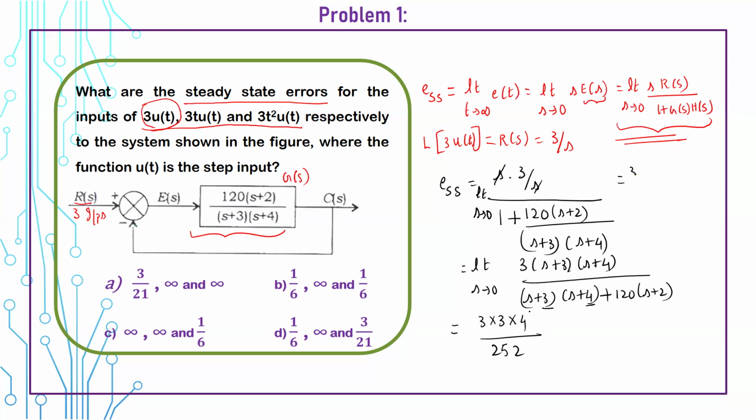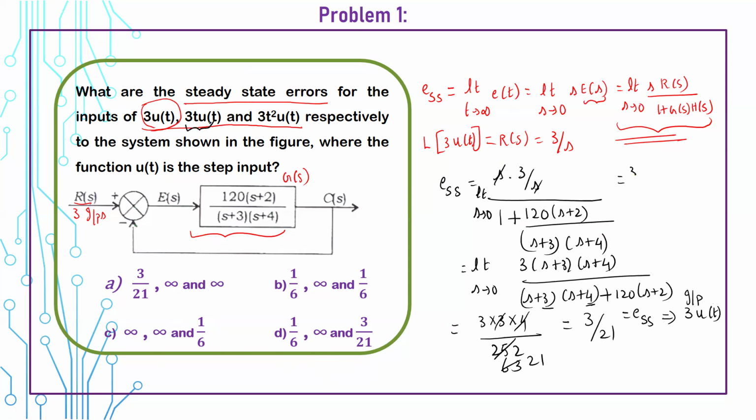So let me cancel the values. 4 by 252, 4 sixes are 24, so 63. So 3 by 63, 3 by 21. So in between we can check out the options. In option A we are having the 3 by 21 value. So 3 by 21 is equal to the steady state error value for the first input, for the 3u(t) input. And then let me check the other answers also.